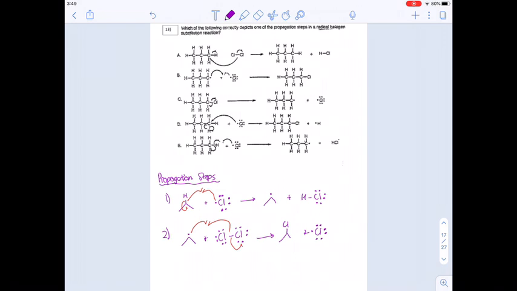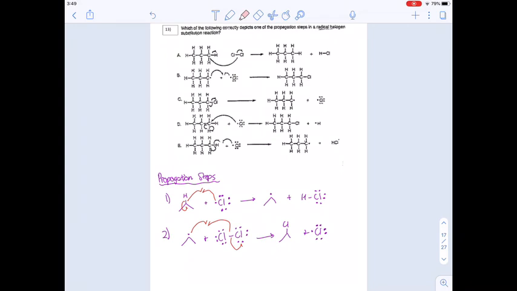Alright, so now that we have the 2 steps of propagation written out, we can go ahead and compare them to the answer choices. So looking at answer choice A, apparently nothing happens to the chain. It stays exactly the same, so that's a big no-no already. And then whoever did this is using Cl2 directly onto the chain, which doesn't happen. In that step, you use the radical Cl, like from down here. So that's a big no-no.